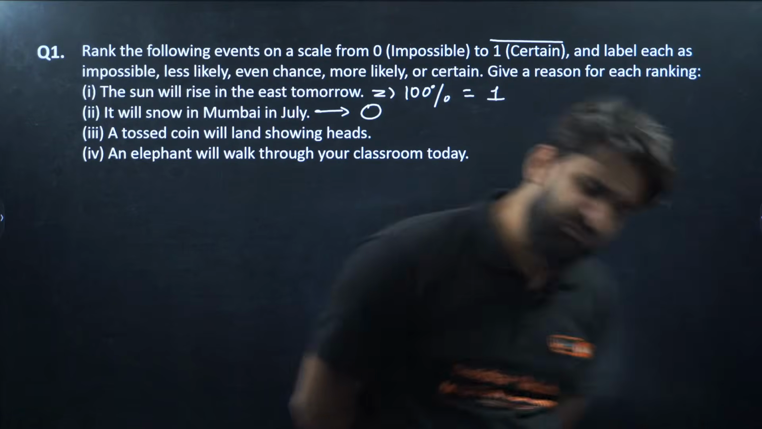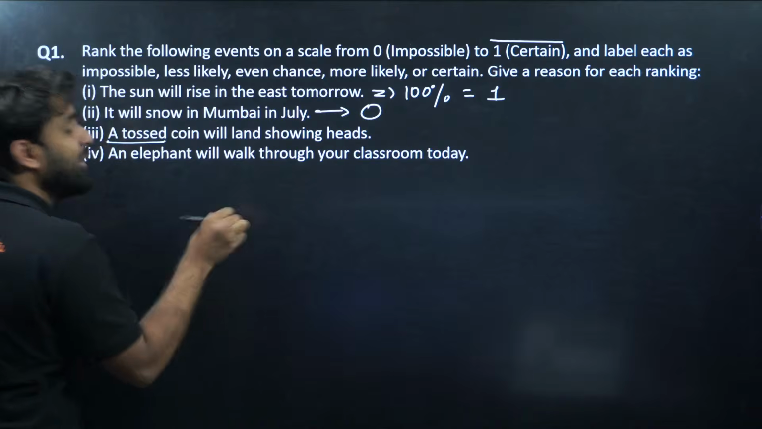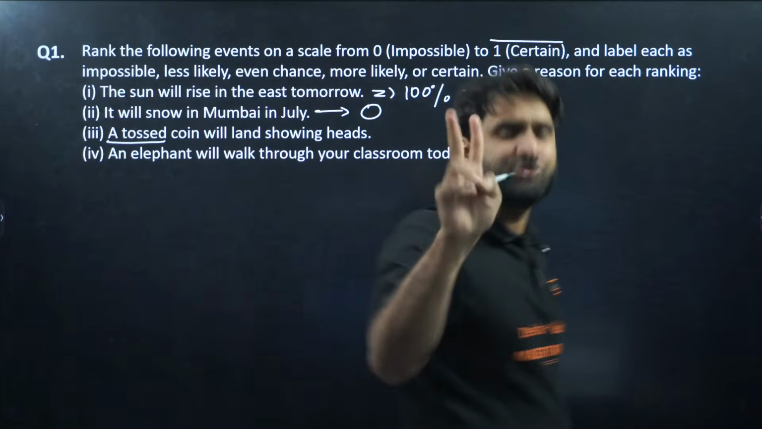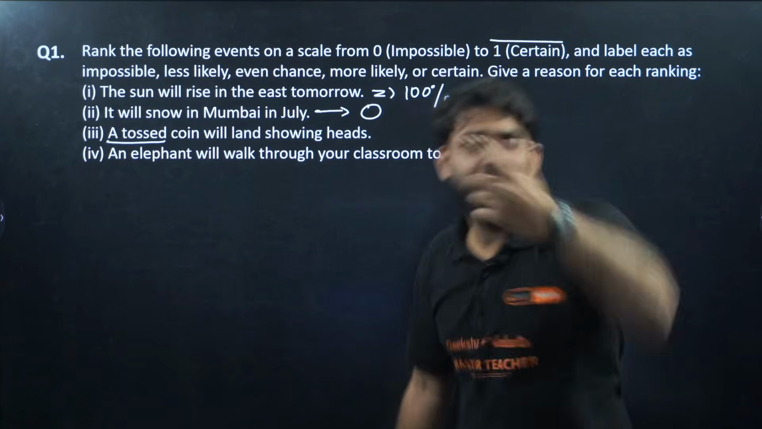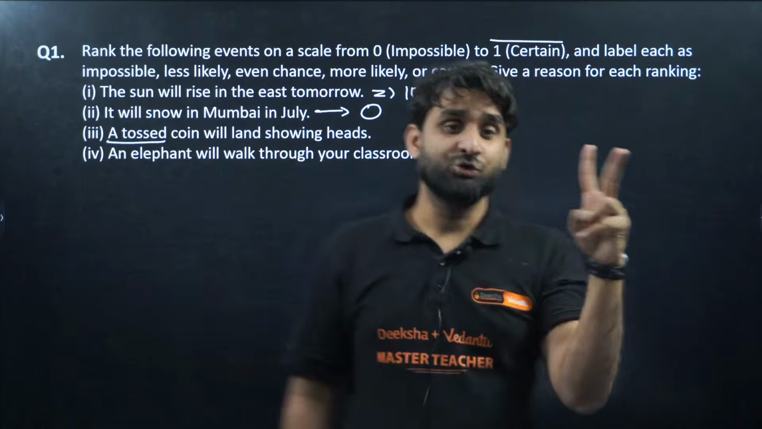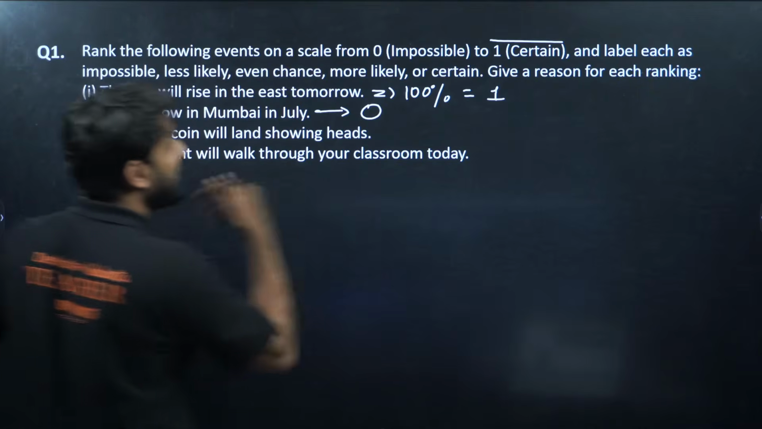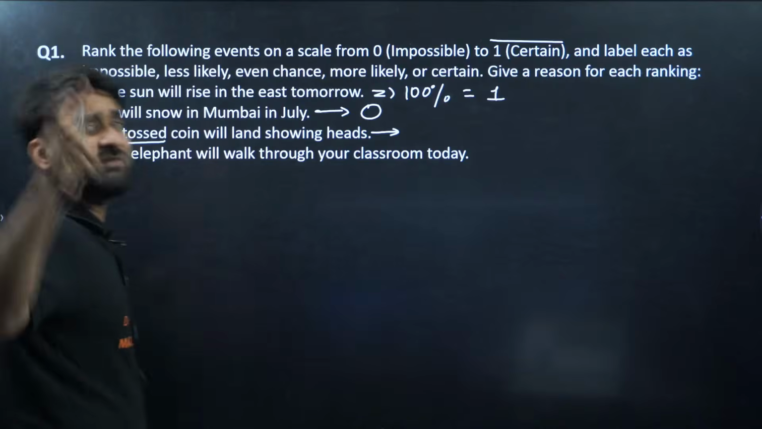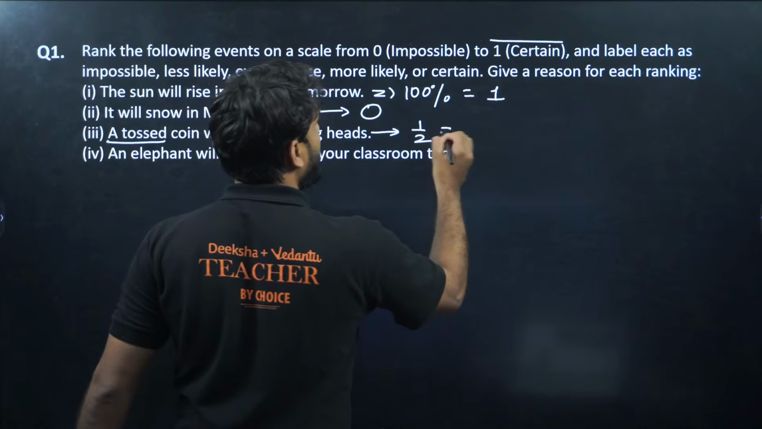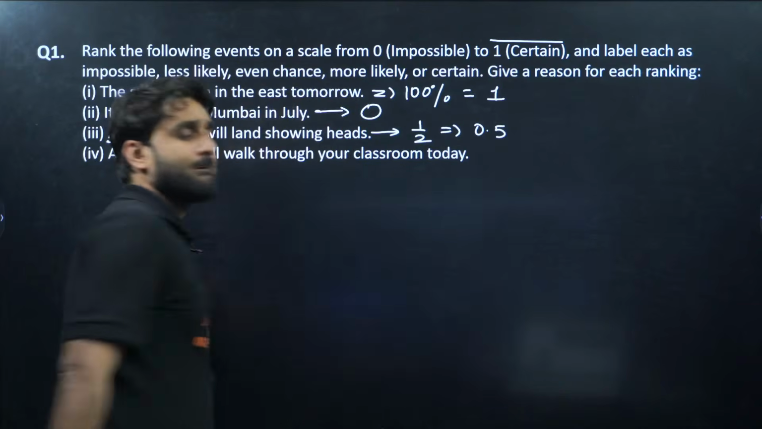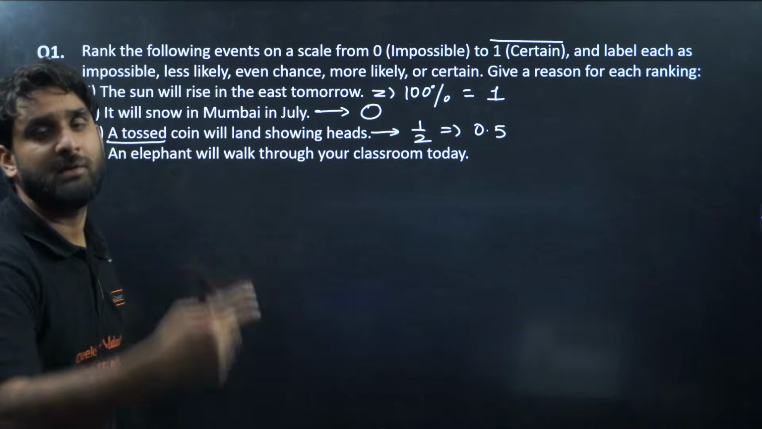Listen, champion, listen. A tossed coin will land showing head. No one knows, no? There are 2 situations. If you are tossing a coin, there are 2 chances. It can be head, it can be tail. So if we calculate the probability, the total number of possibilities is 2, and we are looking for head only. So the probability will be 1 by 2, and 1 by 2 is equal to 0.5. Because when you are tossing a single coin, it can be head, it can be tail. So there are two chances.